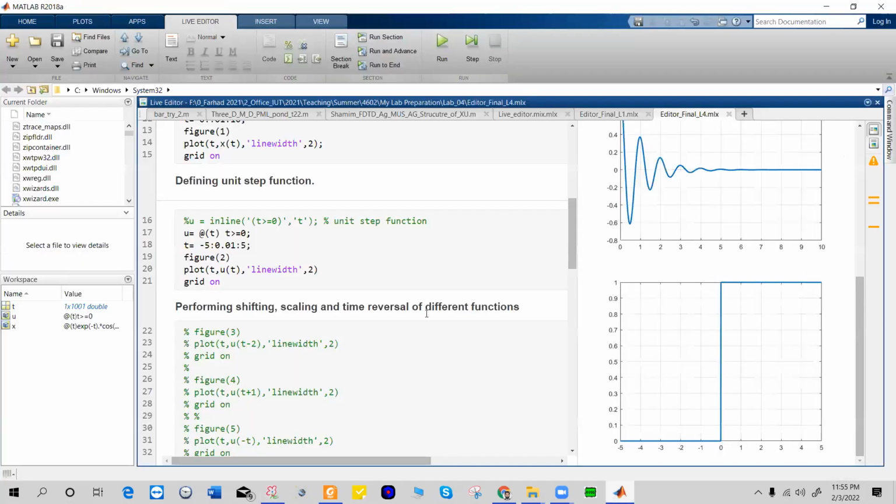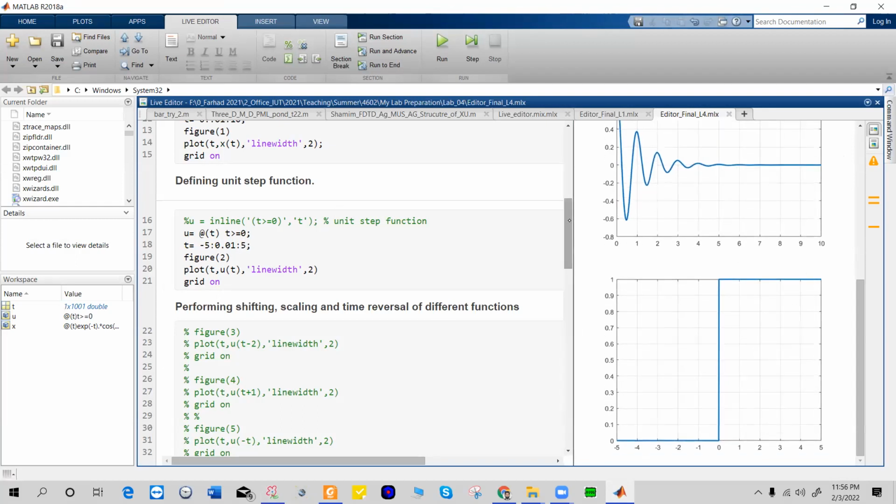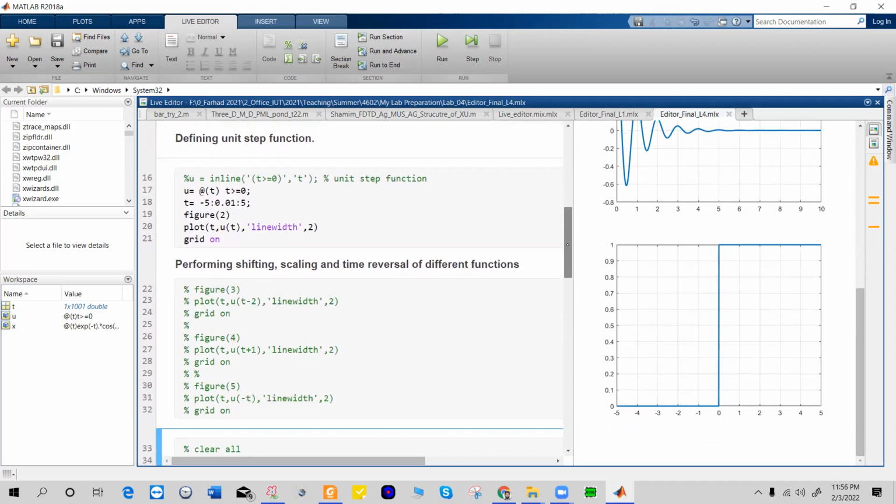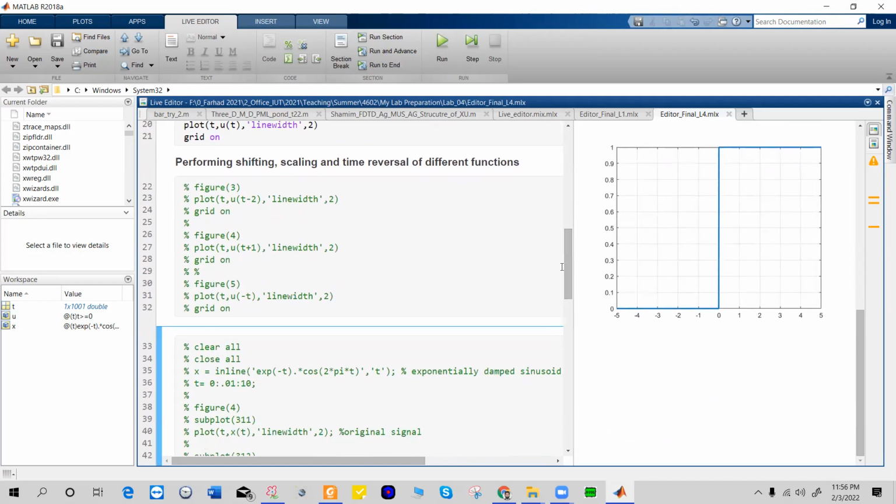So let's again just check. This is the function, and time t is varying from -5 to 5. And then whenever we plot u of t, it is just giving us the unit step function. Fine. As I have said, at first we need to generate the function, and then we will check the properties. Already we have generated 2 functions: one is an exponentially decaying sinusoid, another is the unit step. So we have the function x of t with us. Now we can verify different properties.